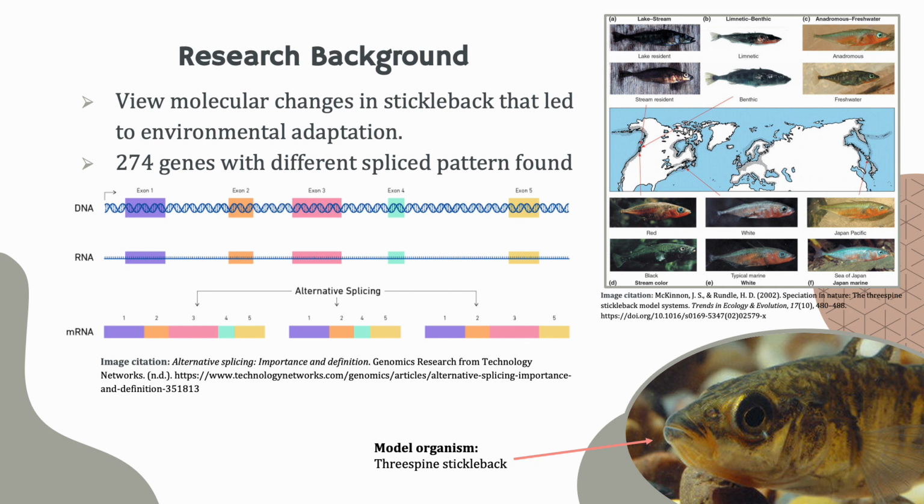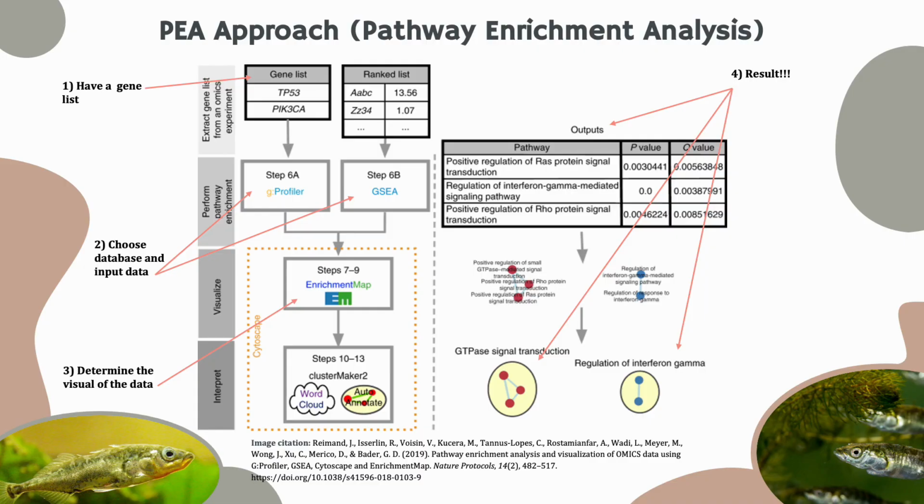We discovered 274 genes with different patterns of alternative splicing between populations of stickleback that live in various environments. To see if alternative splicing has a role in stickleback adaptation, we used PEAT, or pathway enrichment analysis. How PEAT works is that it takes in a list of genes and sees what biological pathway is most present or enriched. And you can do this with a database or through coding.